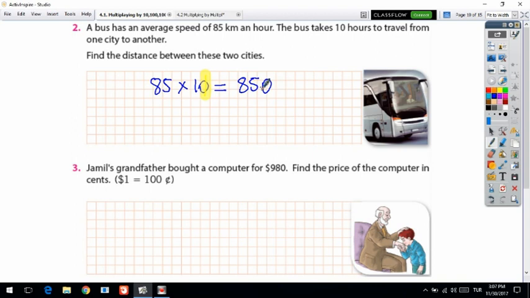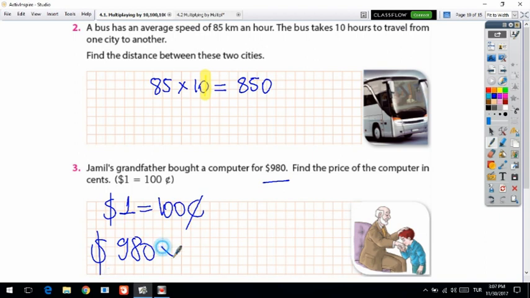Jamil's grandfather bought a computer for $980. Find the price of the computer in cents. $1 is 100 cents. So first of all, how can we find it? For $980. So if $1 is 100 cents, then $980 must be more, right? Yes, must be more. So to get the answer, you multiply by 100.